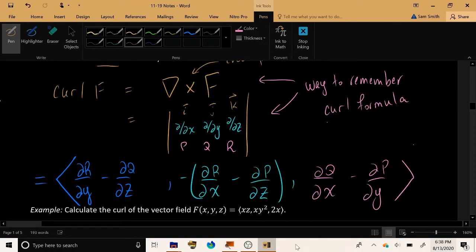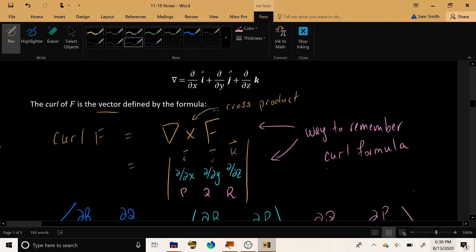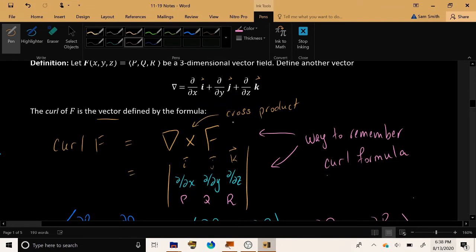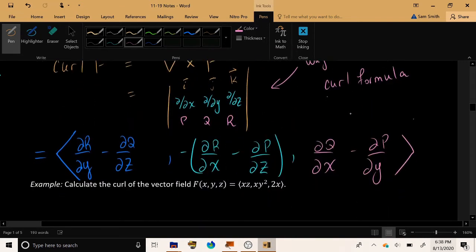Okay, now this is the long form of the curl. I have never memorized this in my entire life. I don't think it's worth it. I think the easiest way to remember the curl is to remember it as the cross of this nabla with the vector field that you're working with.